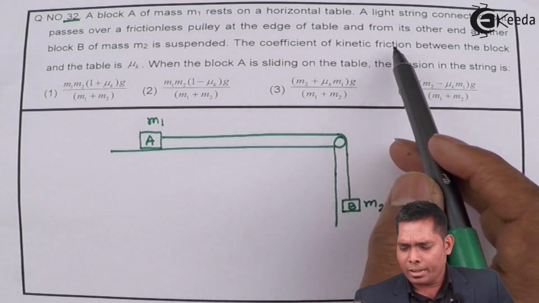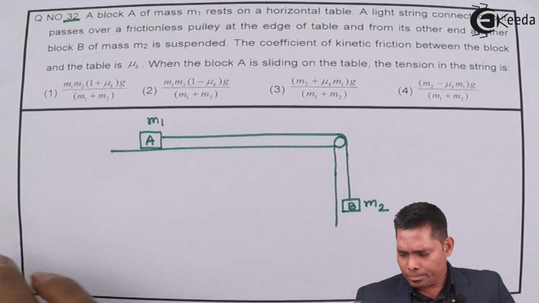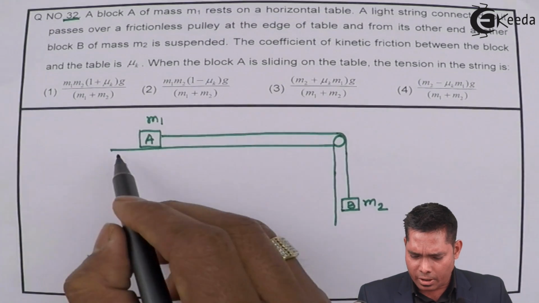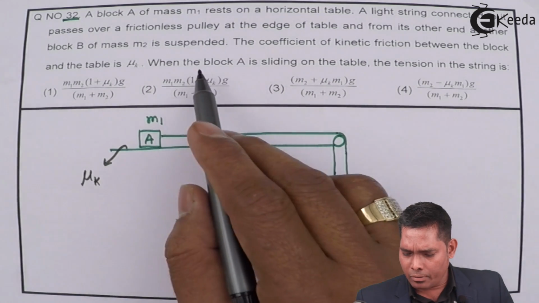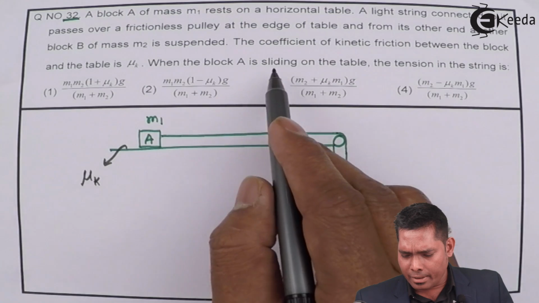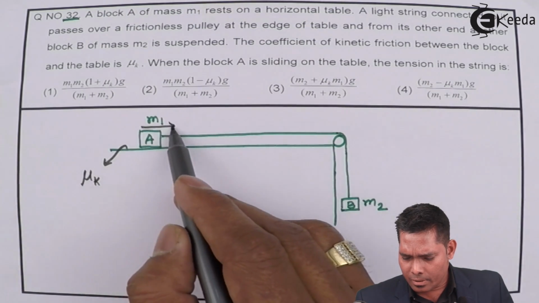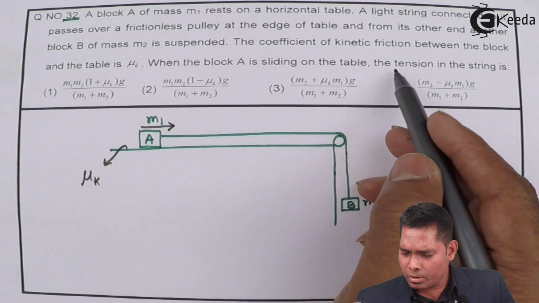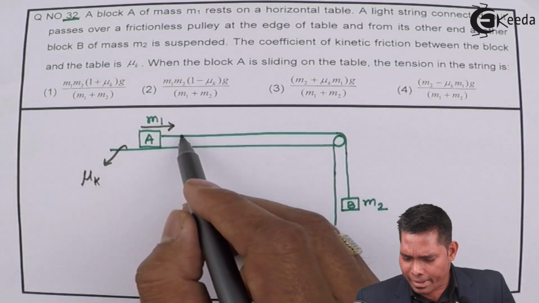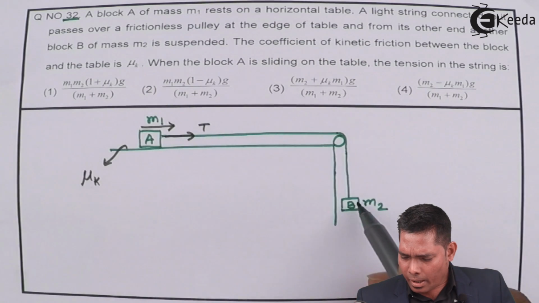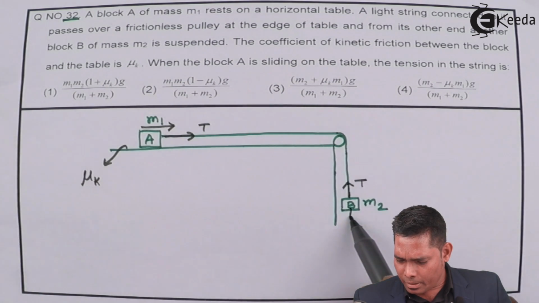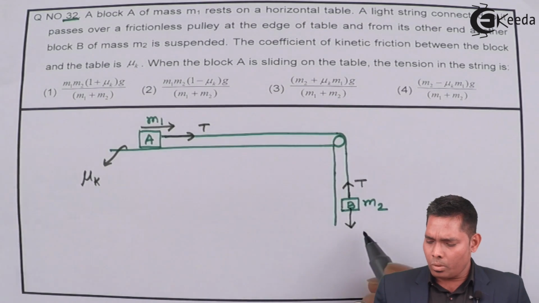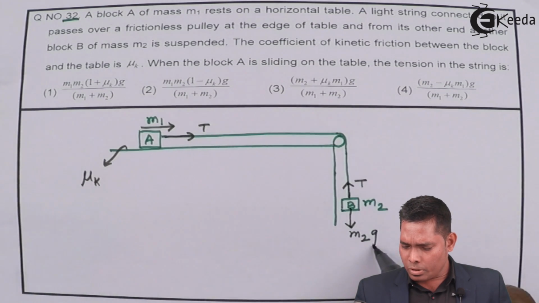The coefficient of kinetic friction between the block and the table, here the coefficient of kinetic friction, that is mu sub k. When the block A is sliding on the table, the tension in the string is, so if this slides, it is because of the tension T, and if this slides, this also has to slide down, so there is a tension acting in the upward direction, and this block is having its gravitational pull downward, that is M2G.